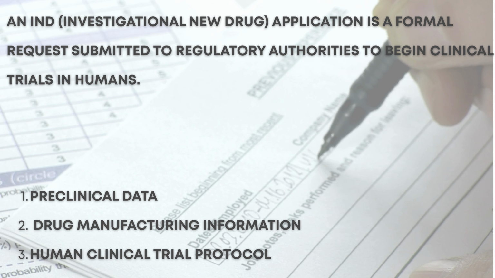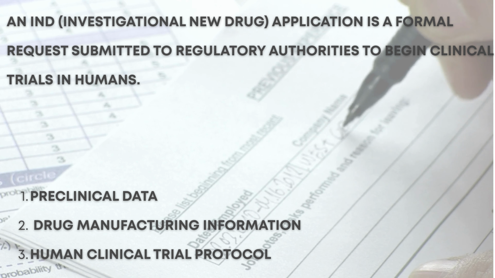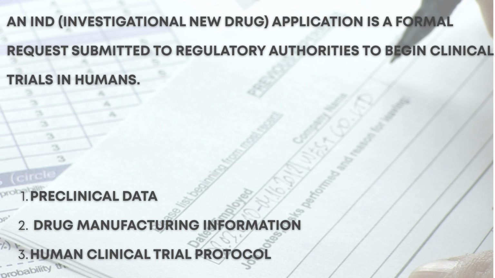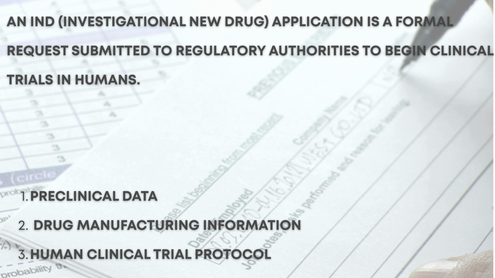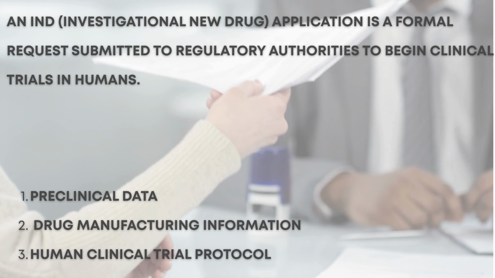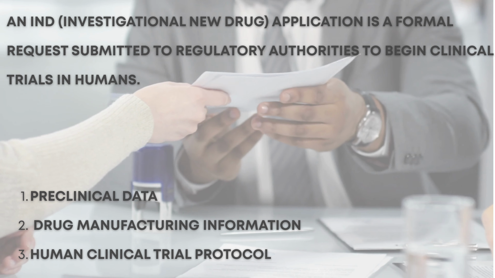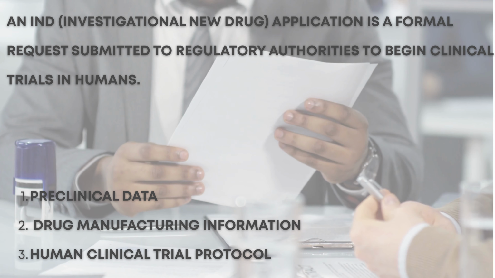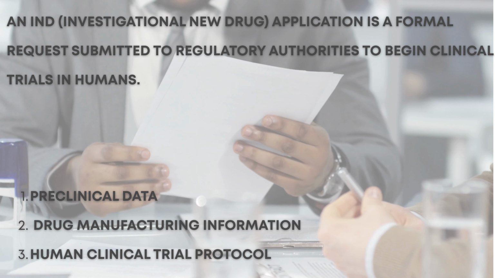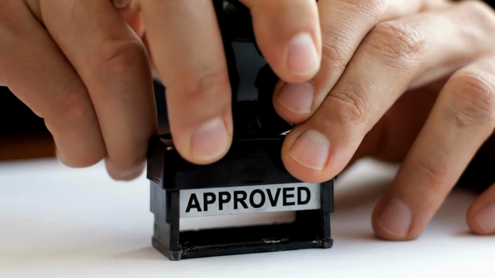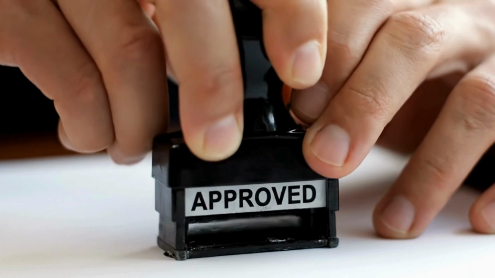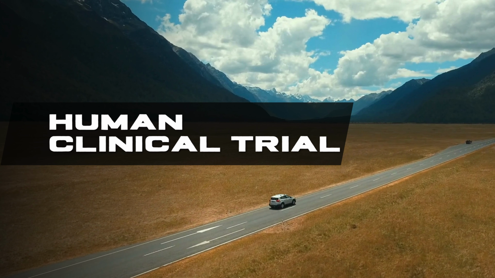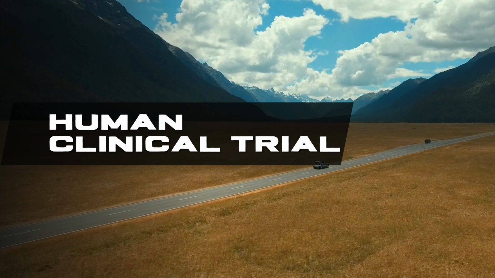This application includes three main components. One is preclinical data, which includes all the previously discussed details. Second one is drug manufacturing information, which includes drug composition, formulation, stability and quality check. Third one is the human clinical trial protocol, which includes study design, objectives, methodology, inclusion criteria, exclusion criteria, dosing plan and safety monitoring procedures. Alright, let's assume that the company has submitted its IND application along with preclinical study information, and it's reviewed and approved by regulatory authorities. Now it's time to start human clinical trials.